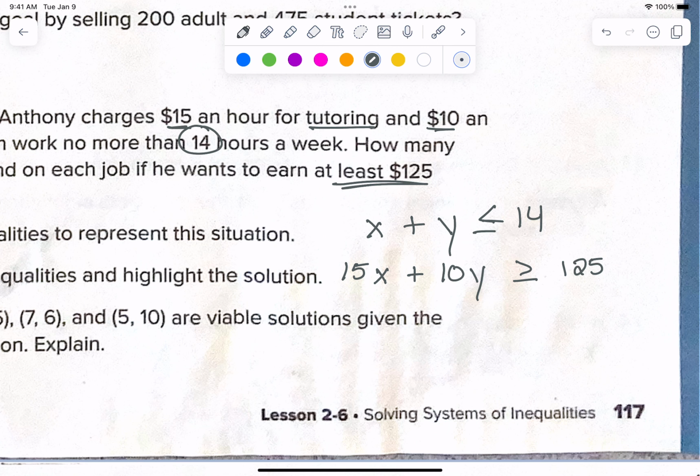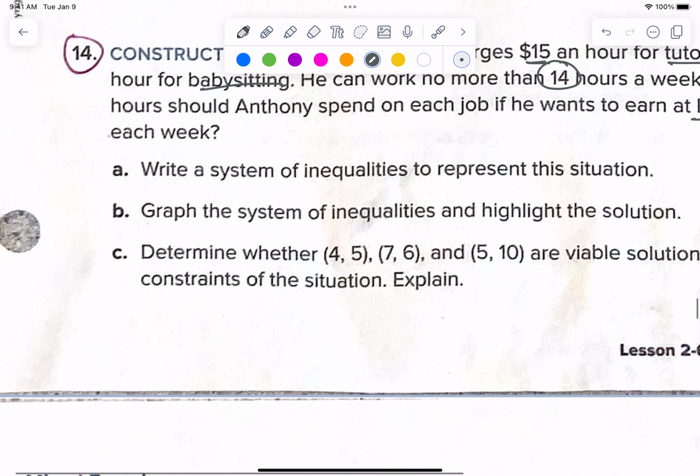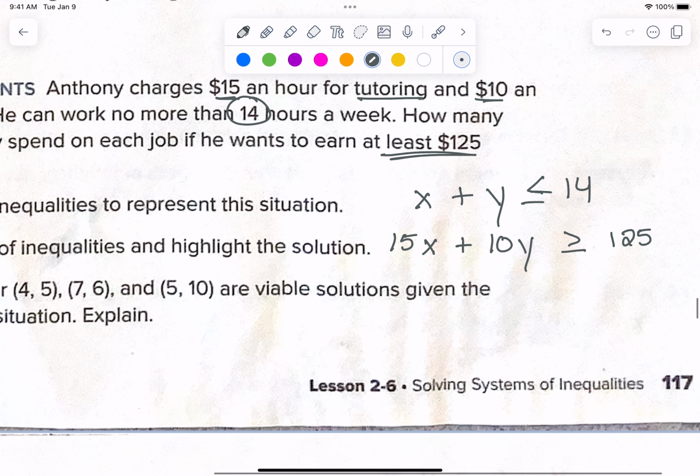It's 5. It could be 5 and 5. Put it in. Well, but the answer is like a bunch of answers, right? It could be 5 and 5, or it could be 5 and 6.